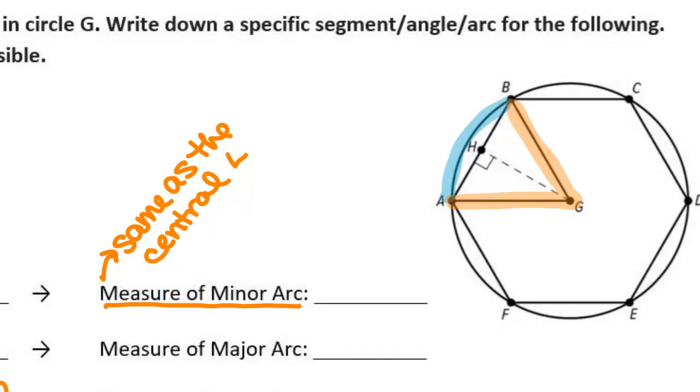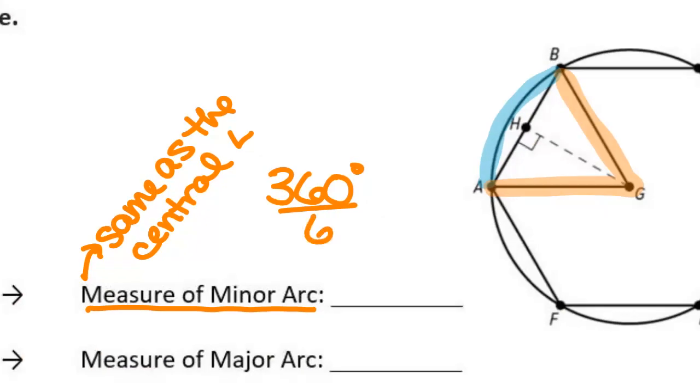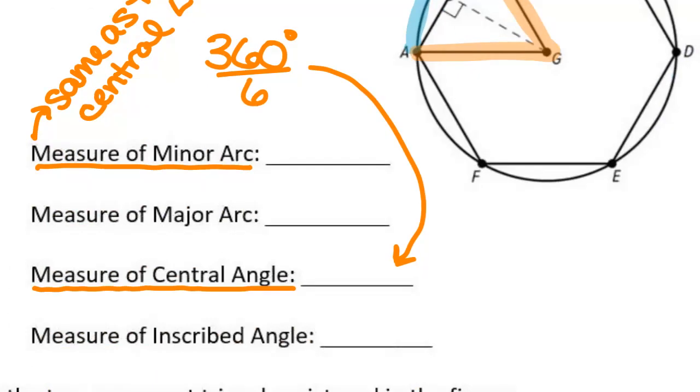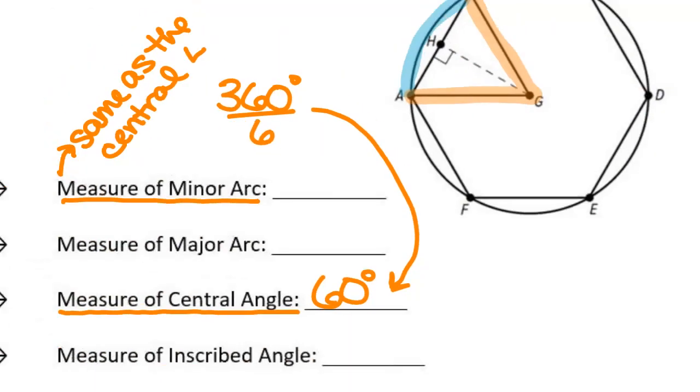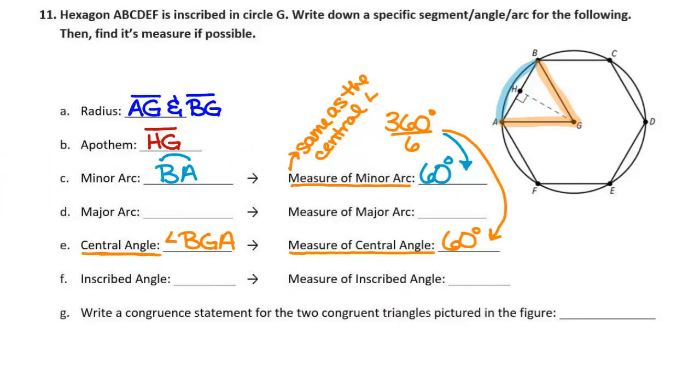How do we find the measure of the central angle? 360 divided by the number of sides. How many sides do we have here? 6 sides. What is 360 divided by 6? 60. So my central angle is 60 degrees, and my minor arc is also 60 degrees.